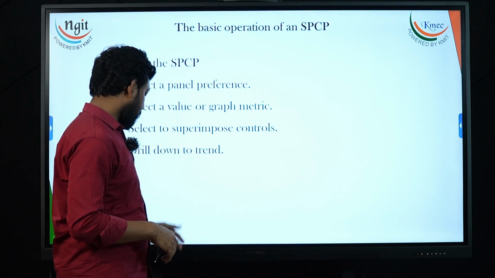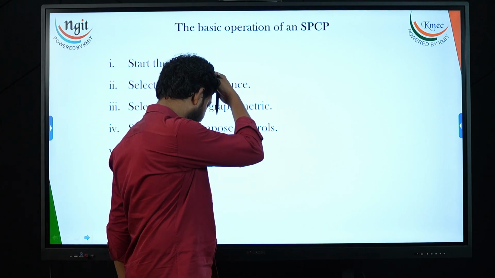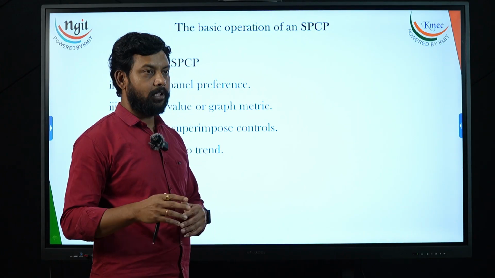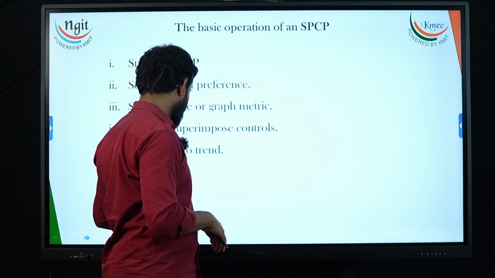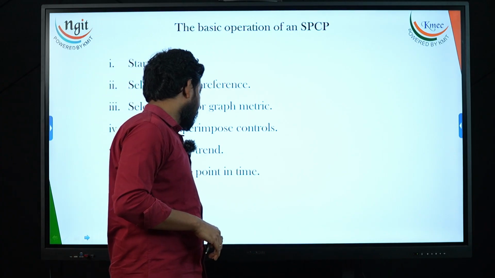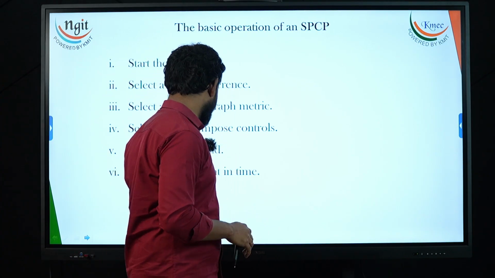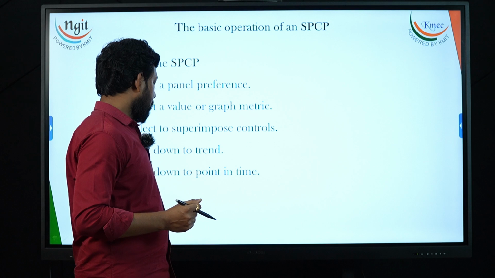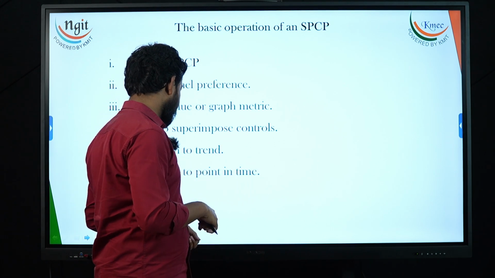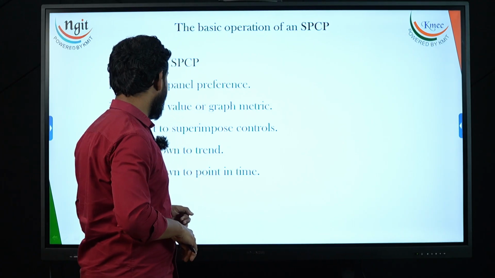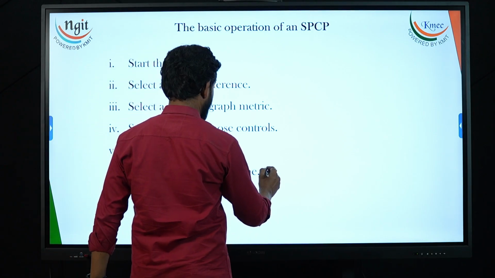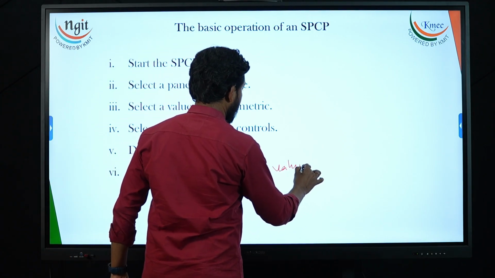And next, you drill down to trend here. This is going to view whether your metric is following the recent trends or not. Next, drill down to point in time. In your graphical user interface, you are going to point to your graphical user interface here, and it is going to drill down to the values of your metric. So this is going to focus on values of your metric here, right?